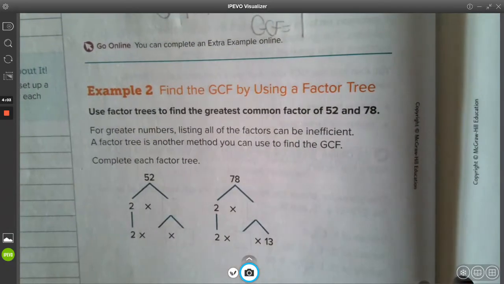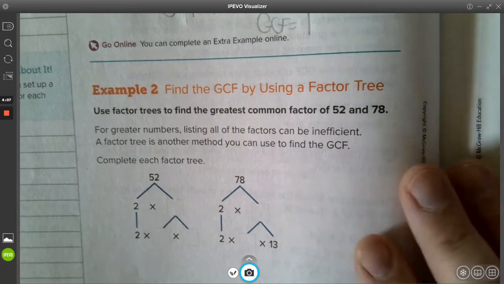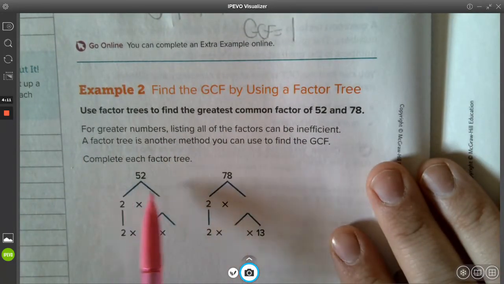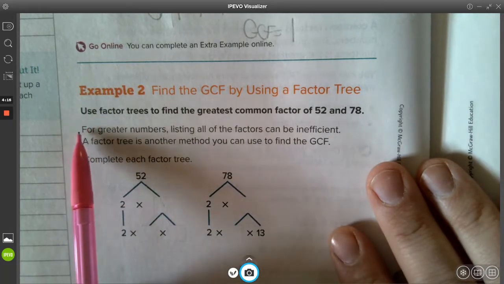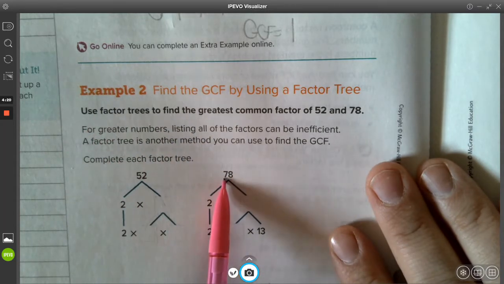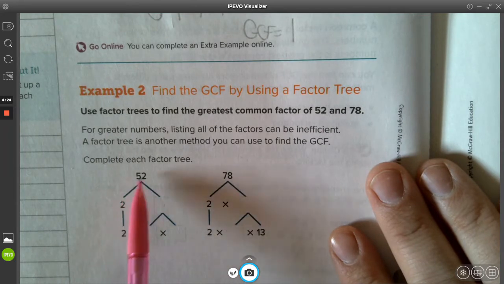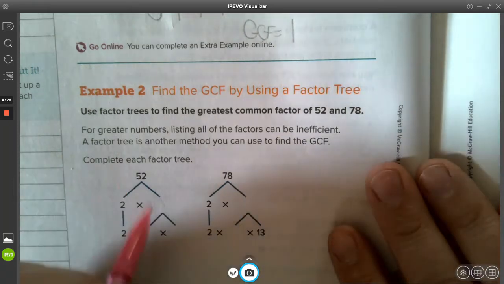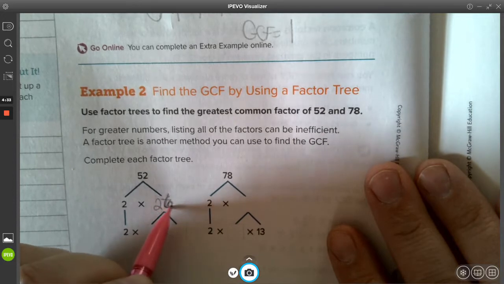Now the second way to do this is to use a factor tree. For greater numbers, we would make what's called a factor tree. Notice that it has little branches off of it, and that's why we call it a tree. How you do this is you start with the numbers, 52 and 78, and we start dividing by 2. 52 divided by 2 would then be 26.